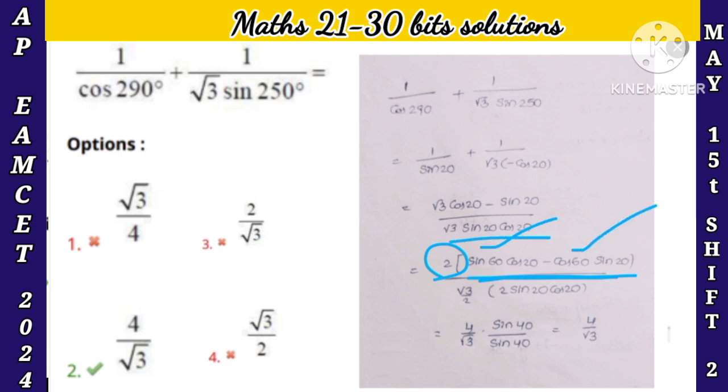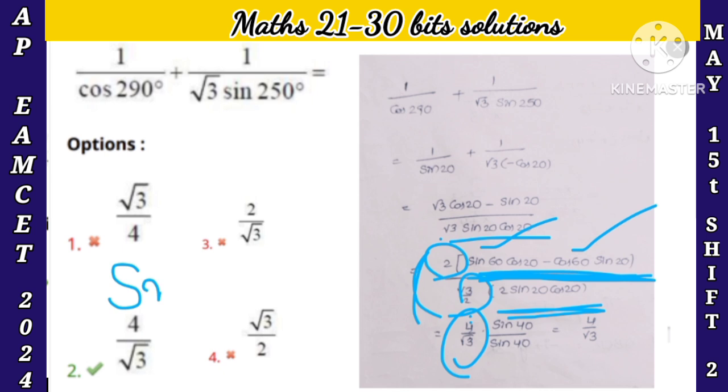And here also I apply the value root 3 by 2 into 2, and 2 sin 20 cos 20. Now 2 twos are 4, writing this value on the numerator, 4 by root 3 into, this is sin A cos B minus cos A sin B, which is sin of A minus B, sin of 60 minus 20. Sin of 60 minus 20 is equal to sin 40.